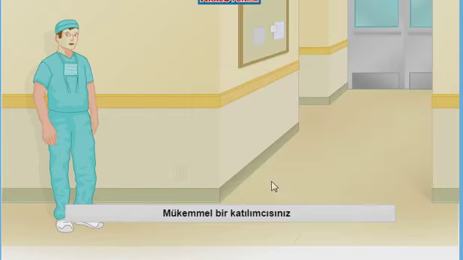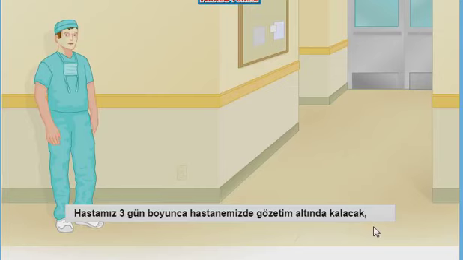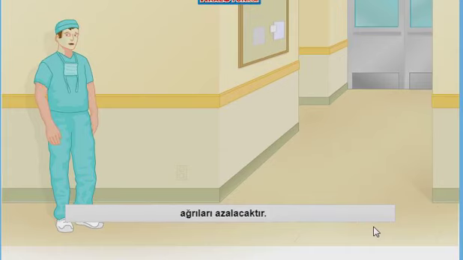Excellent. You know, we couldn't ask for a better participant. You've done an excellent job. Are you sure this is your first total knee replacement? Our patient will remain in the hospital for 3 days, followed by 3 to 8 weeks of physical therapy. Because of this surgery, our patient will have significantly reduced pain and increased mobility.